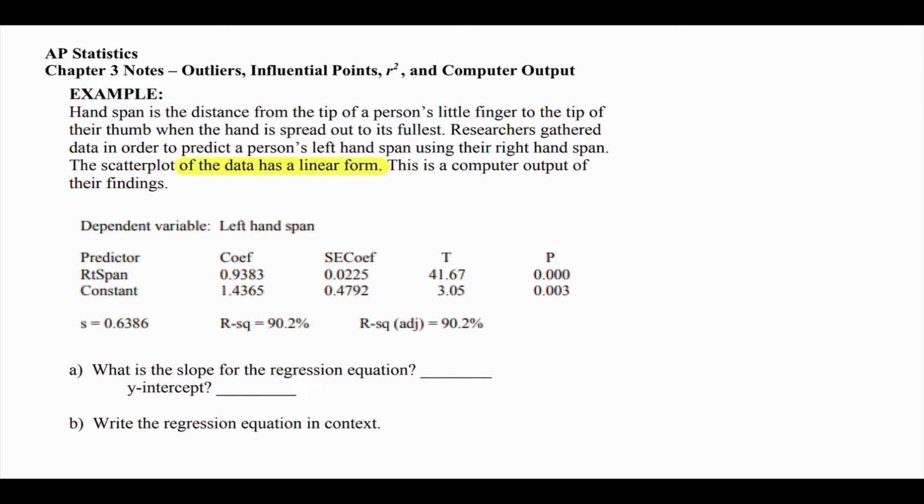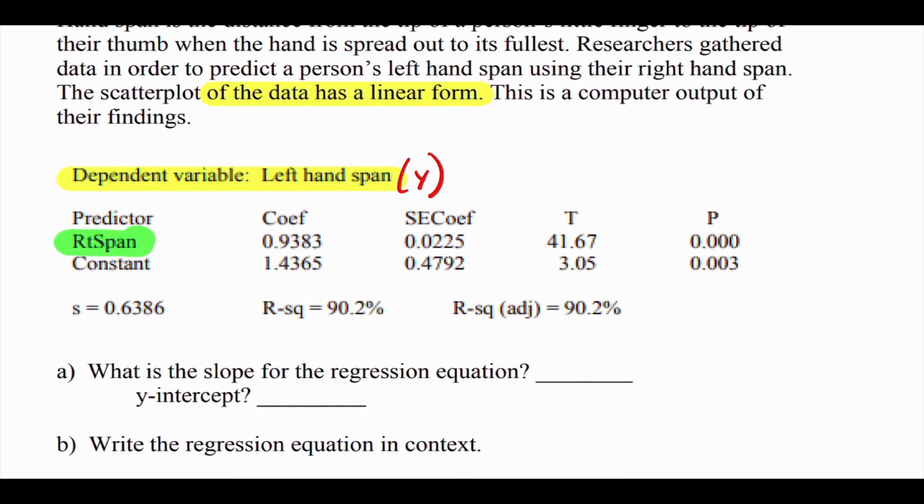And then the next thing is dependent variable. The dependent variable is left hand span. The dependent variable is which one, the X or the Y? The Y. The Y is dependent. Independent is X, dependent is Y. So that means Y, the response, will be left hand span. That's what they're trying to see, if right can predict left. And then you see right hand span here, right underneath where it says predictor. That's where the X will be.